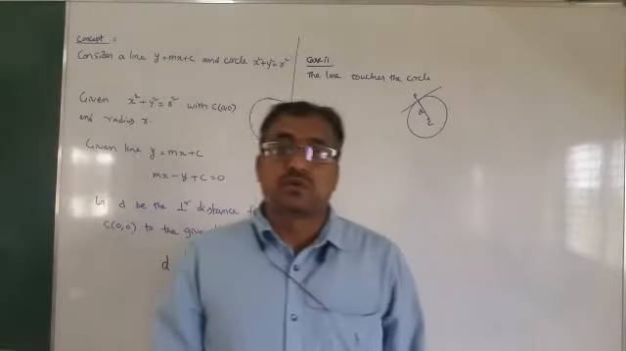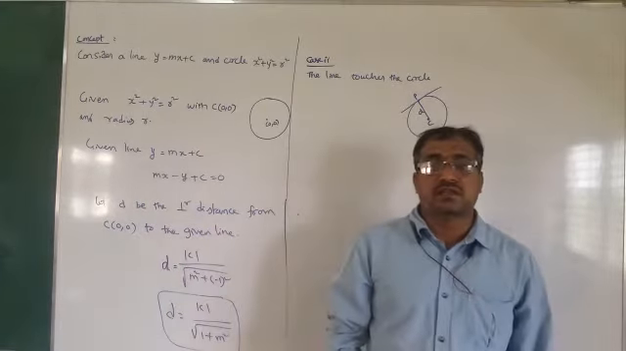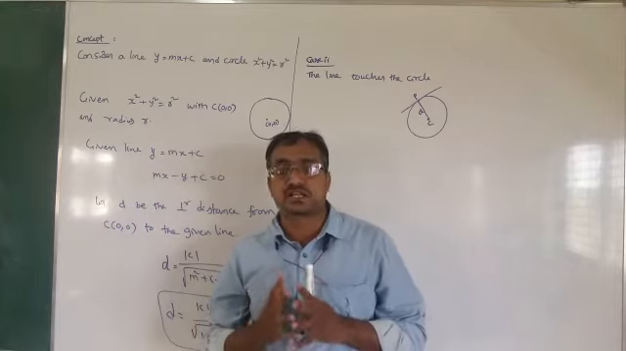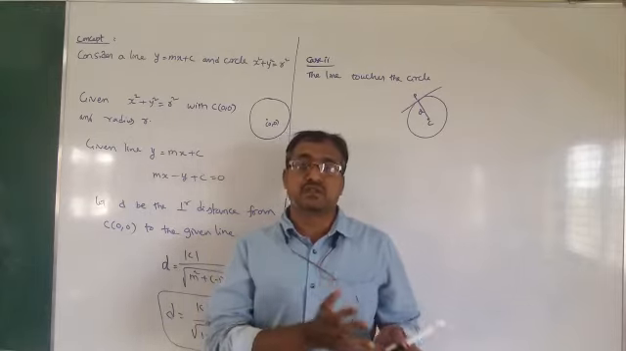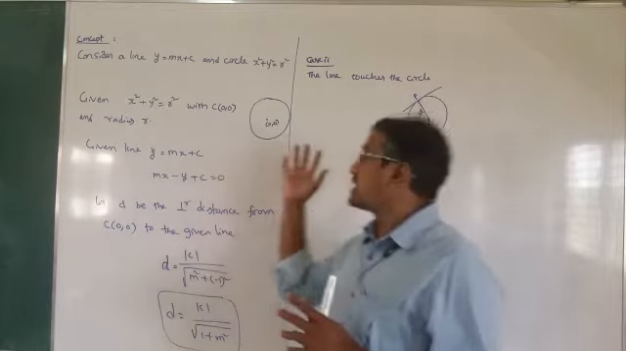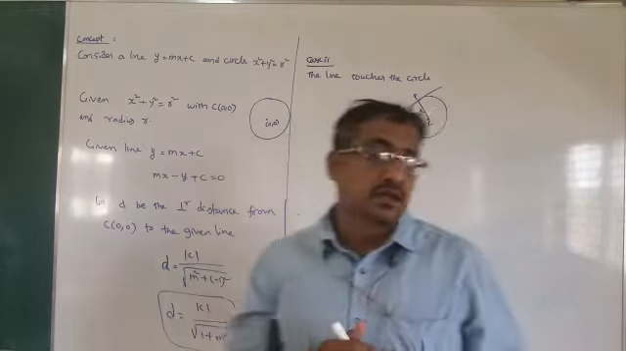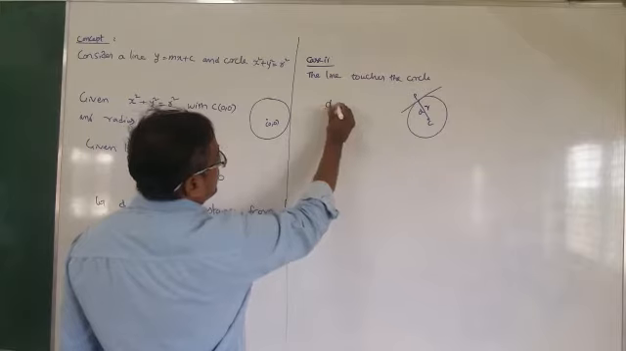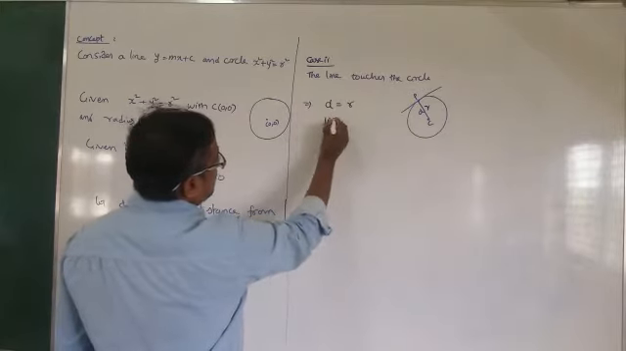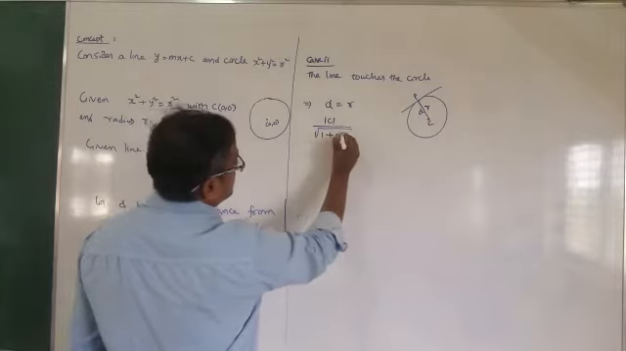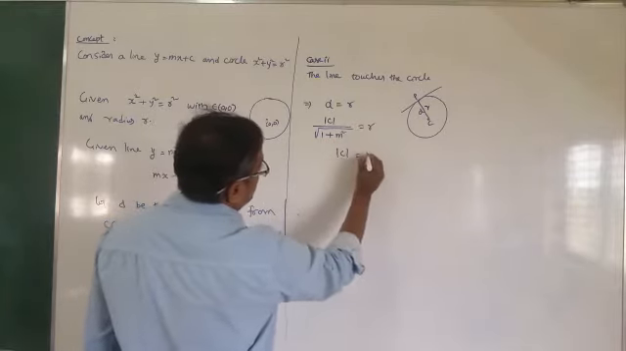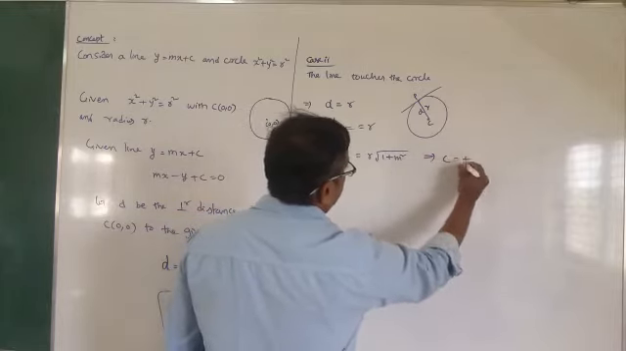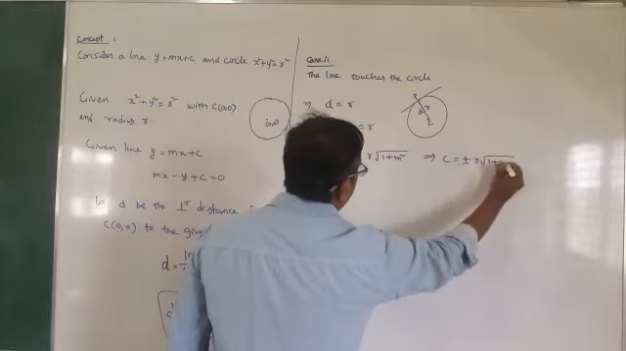Next, case 2. Now suppose the line touches the circle. Remember that if a line touches the circle, then it will be a tangent to that circle. We studied them in previous classes. So the line here touches the circle at the point P. Now clearly you can see radius and distance are equal. So D is equal to R, where D is mod c by root of 1 plus m square is equal to R. So mod c is equal to R root 1 plus m square, and c is equal to plus or minus R root 1 plus m square.